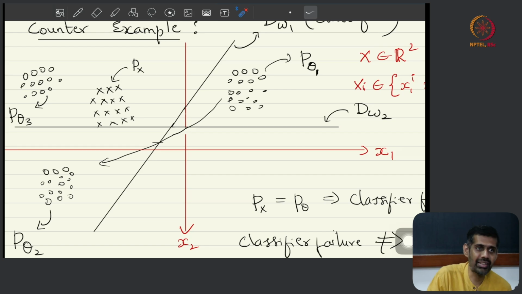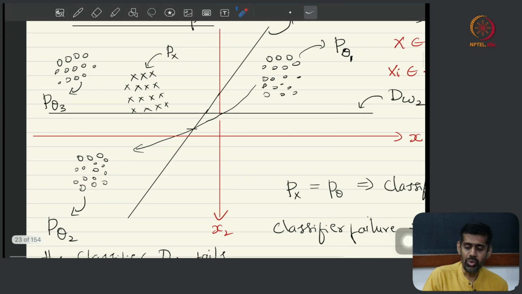So, here is a counter example that is telling you that making the classifier fail is not enough to make p theta and px overlap with each other, because the generator network can adjust itself in such a way that it fools the classifier into believing that they are of the same class, but not coming from the same distribution. Now, what do you do? Suppose p theta 2 is not something that we want. What should we do now?